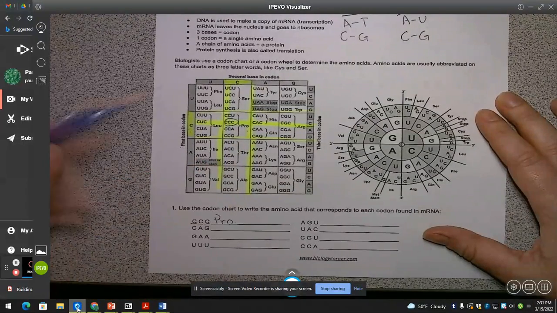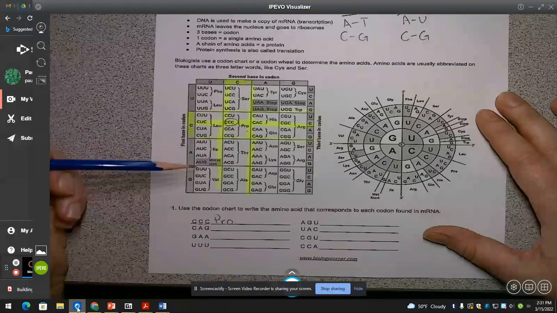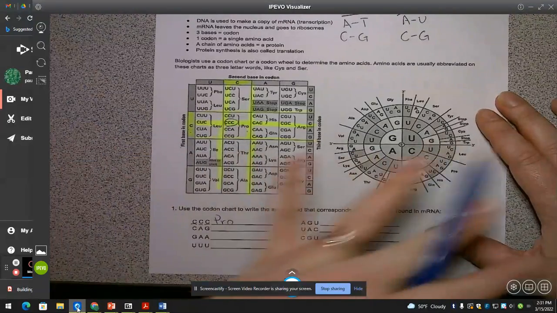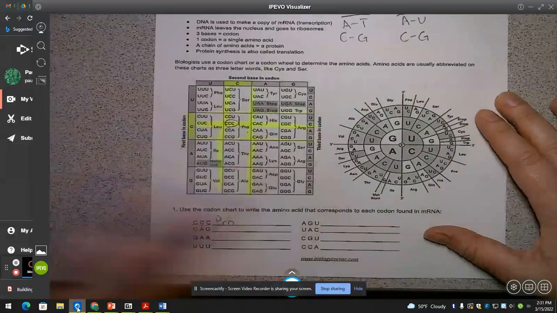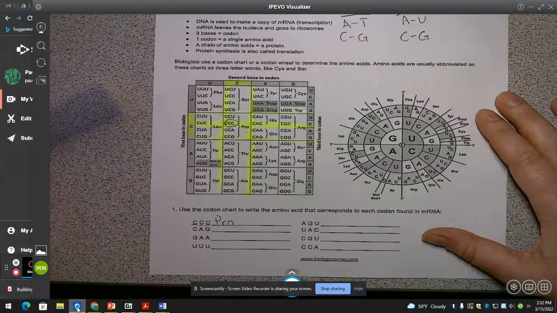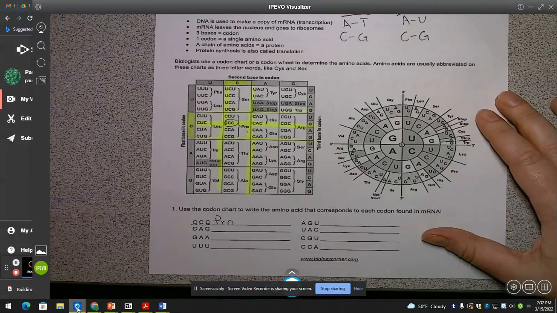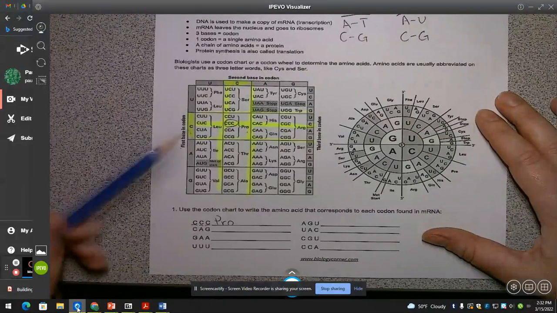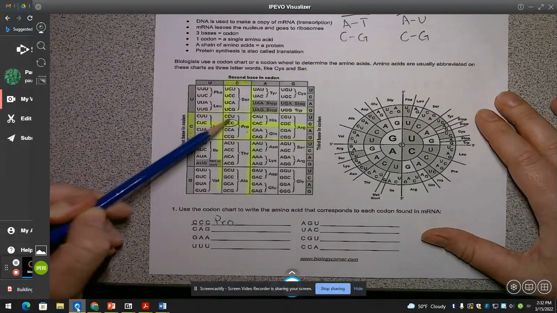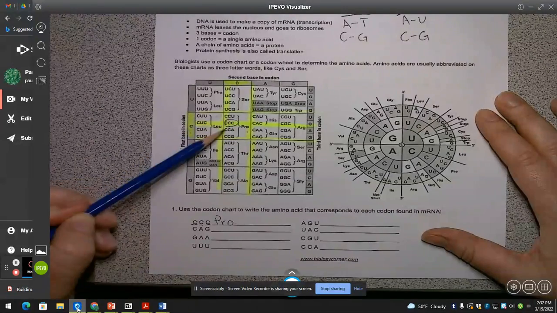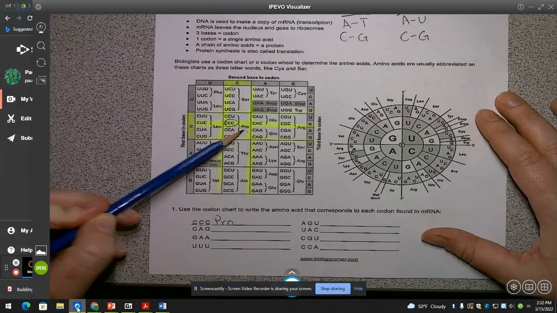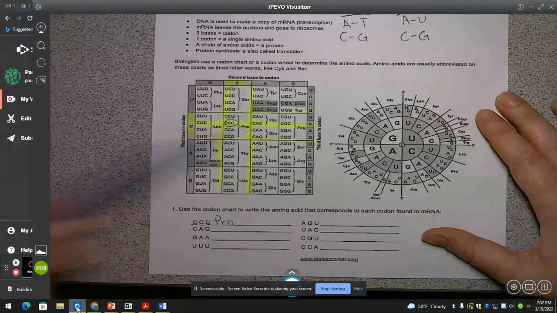All right. Can you simply just look at it and then figure it out? You can, but that can be time consuming, and it's always good to know how to read it. But you can also see it doesn't matter if it was CCU, CCA, or CCG, it would still give me the same amino acid.